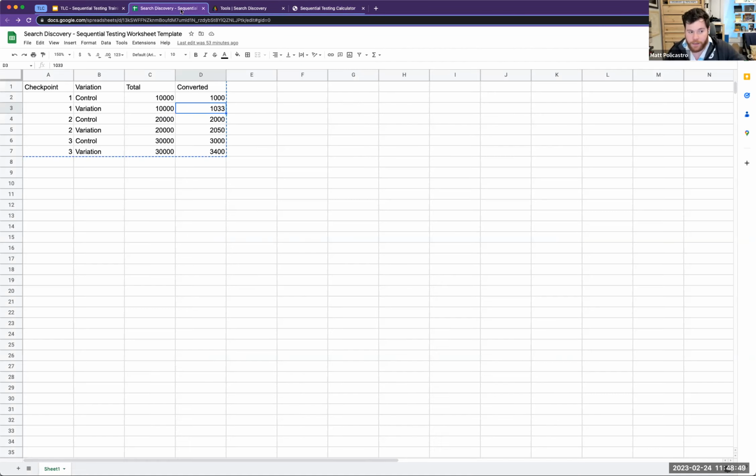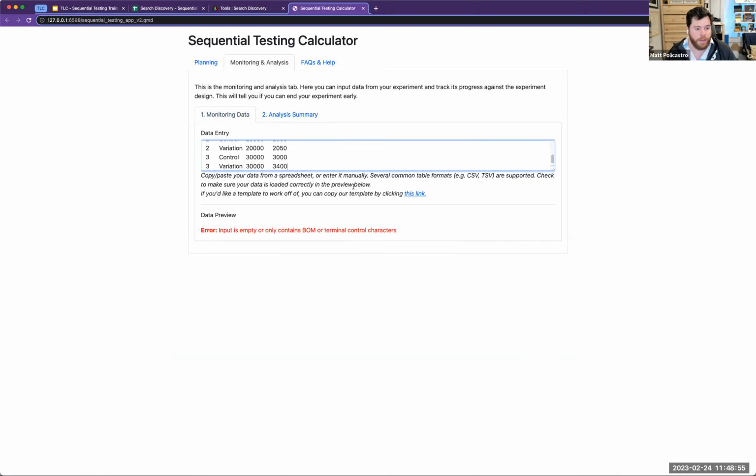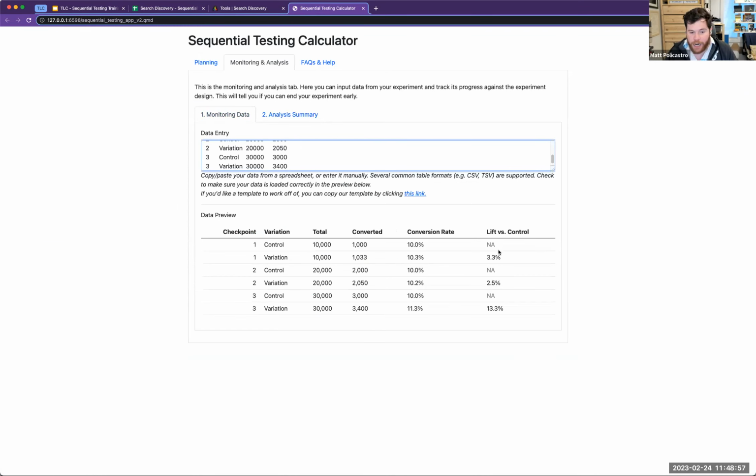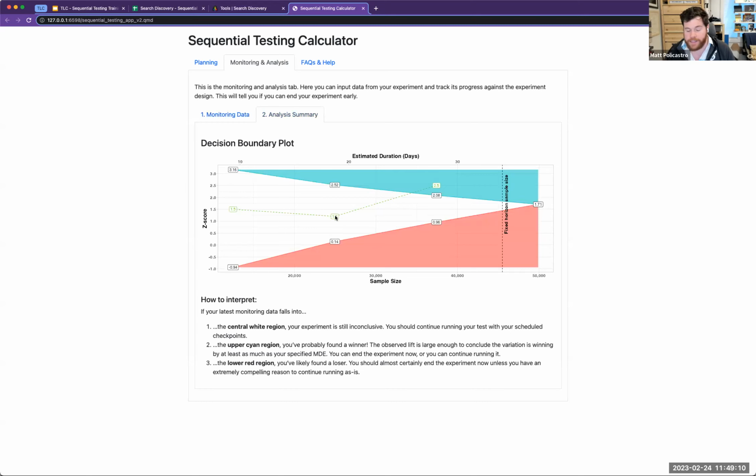And as we move into our second observation, and I'll just copy this back over so that I don't have to keep flipping back and forth like this. For this second checkpoint, we have a 3.3% lift at our first checkpoint and then a 2.5% lift at our second checkpoint. That's actually contracted a little bit. So we can see that the Z-score has actually dropped off some. That's now a smaller value, but it's still within this cone of uncertainty.